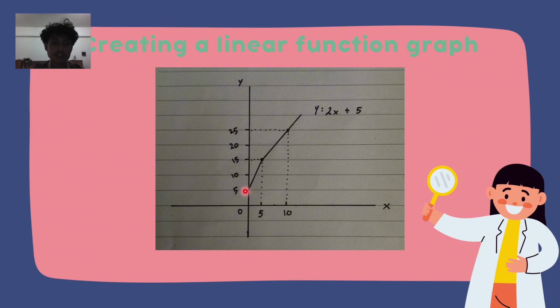The second one is 5.15. We put a dot here. And 10.25, we put a dot here. After that, we draw a line through the points we have made like this.